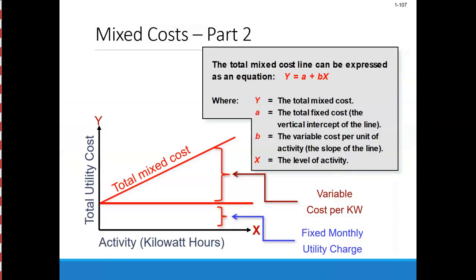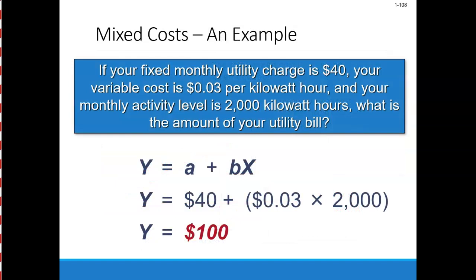The total mixed cost can be expressed as an equation, y equals a plus bx. So you see, the mixed cost is a certain amount of the fixed cost along with that variable component. If your fixed monthly utility charge is $40 and your variable cost is 3 cents per kilowatt hour, your monthly activity level is 2,000 kilowatt hours. What's the amount of your bill? It's going to be the 40 plus the 3 cents times 2,000 hours. Okay.